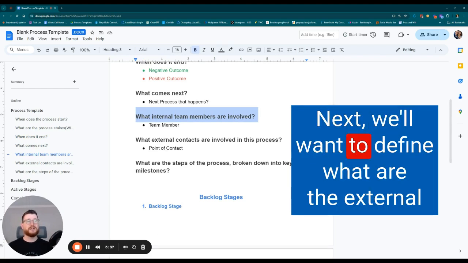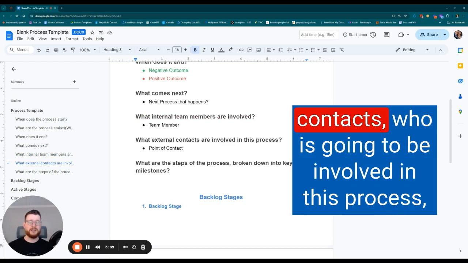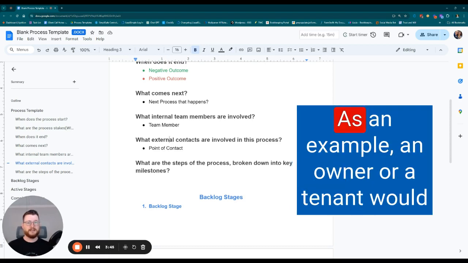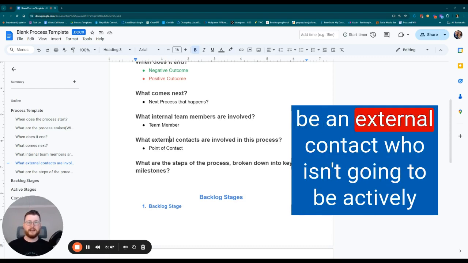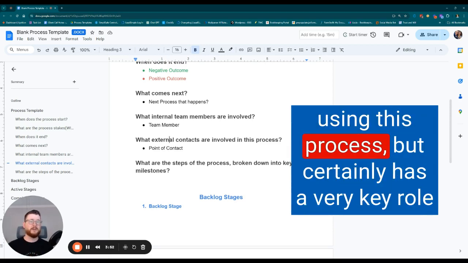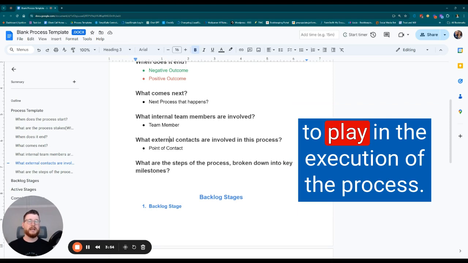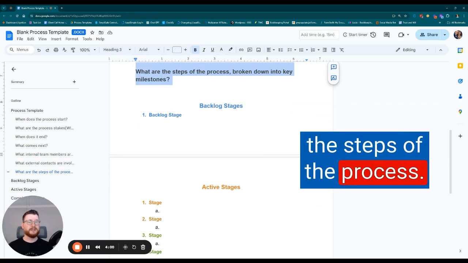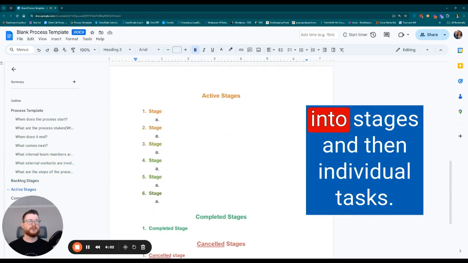Next, we'll want to define what are the external contacts. Who is going to be involved in this process, but isn't going to be actively working in it. As an example, an owner or a tenant would be an external contact who isn't going to be actively using this process, but certainly has a very key role to play in the execution of the process. Lastly, we will define what are the steps of the process. Now, the process steps will break down into stages and then individual tasks.